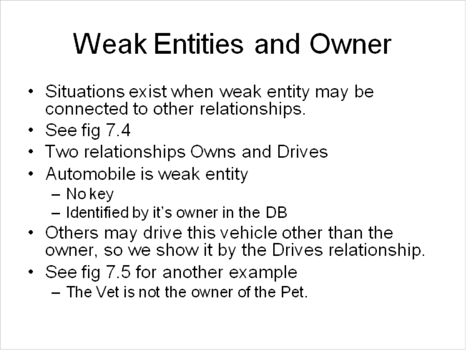The automobile is a weak entity, but it's only a weak entity in relation to the owns relationship. Notice the owns relationship is a double diamond relationship. The participation is a full participation. But notice that the drives relationship is not a double diamond relationship. So although there are two relationships there, owns and drives, only one of them is a weak relationship, and that is the owns relationship. And the other one is a regular relationship.